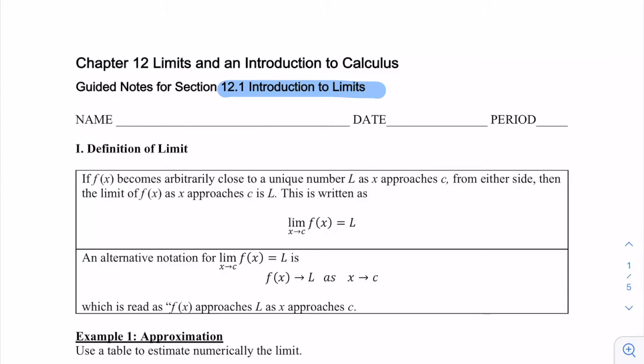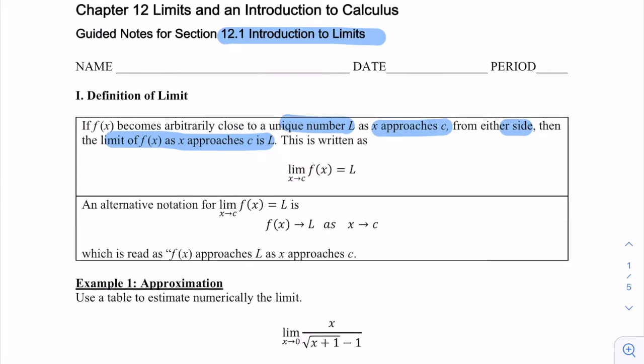First, let's define a limit. If f of x becomes arbitrarily close to a unique number L as x approaches c from either side, then the limit of f of x as x approaches c is going to be L. It's written in this form: the limit of f of x as x approaches c equals L. The limit can also be shown as f of x approaching L as x approaches c.